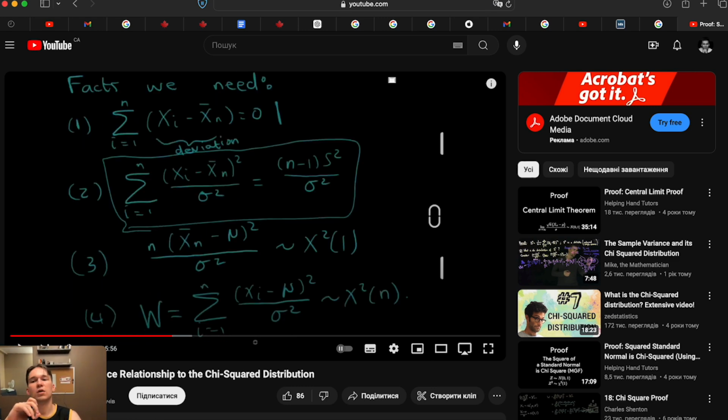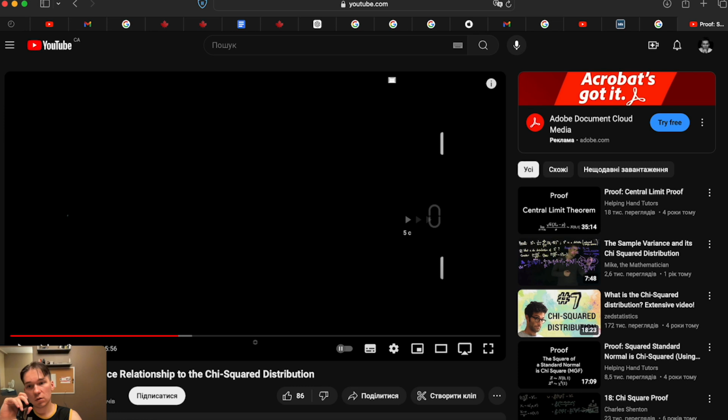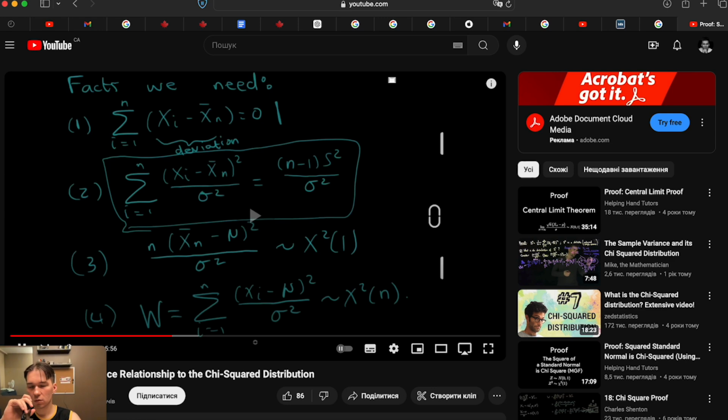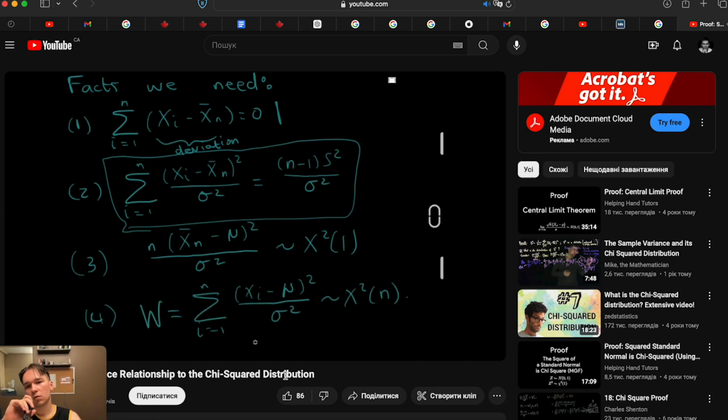Again, he has n parts, but in the end it is chi-squared with n degrees of freedom. In our case, we got n minus 1 degrees of freedom. Why do we get n minus 1? Is there another explanation? Okay, no, there is. Okay, now we can get to the proof.